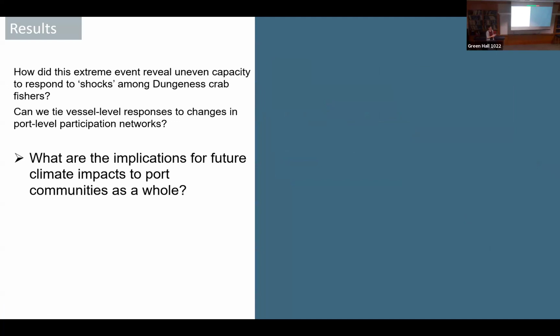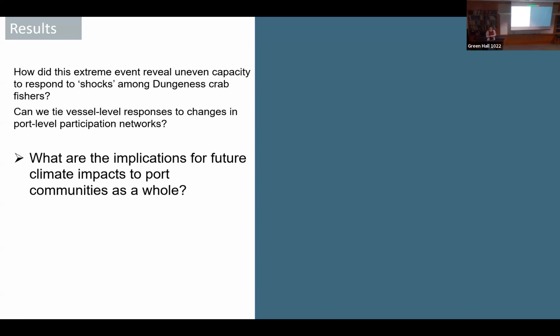Okay, so what are the implications for future climate impacts to port communities as a whole? As we saw on the previous slide, there were minimal structural changes after the crab fishery reopened. So at the port level, patterns of fishery participation were relatively resilient to these harmful algal bloom closures.